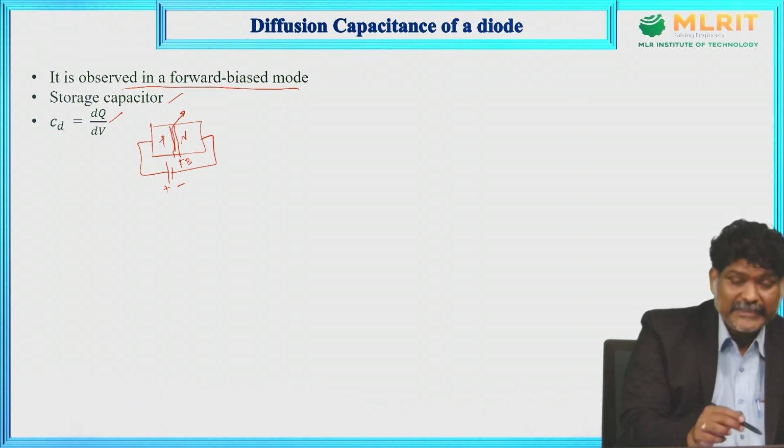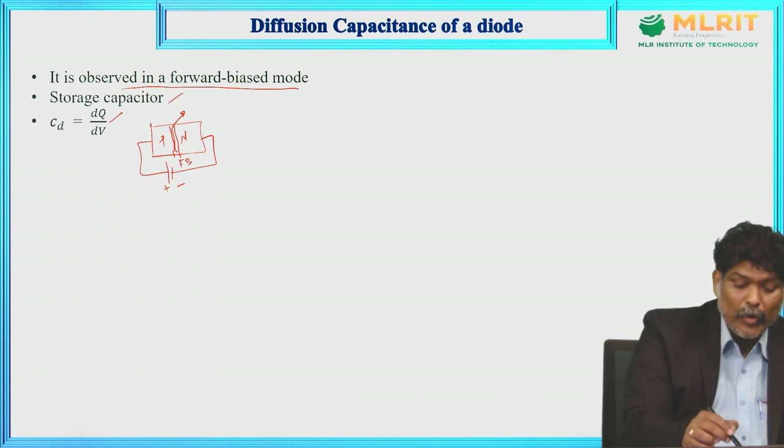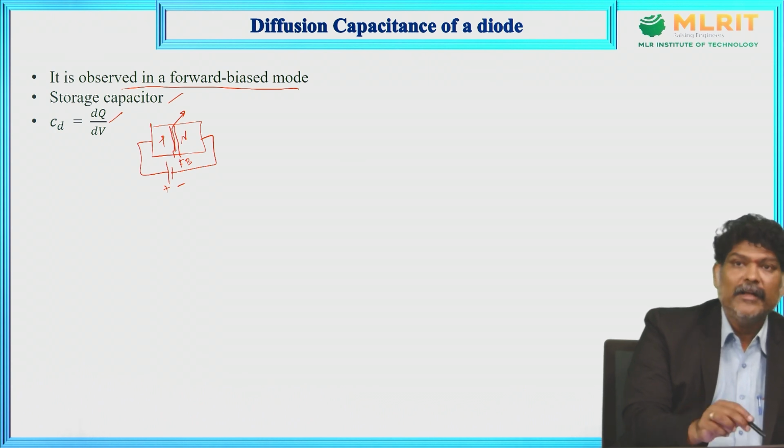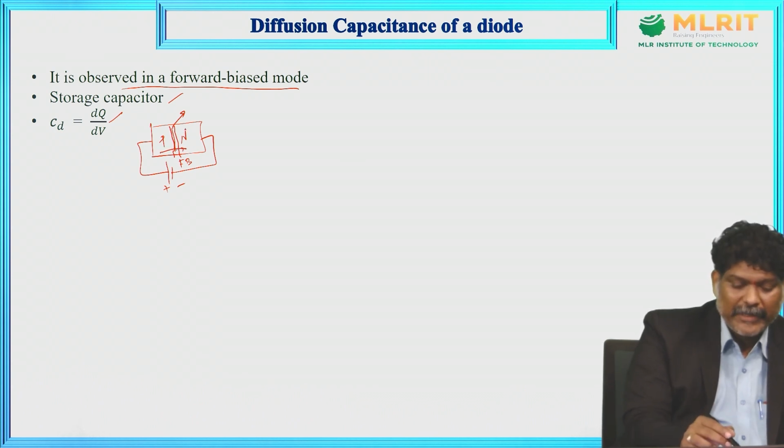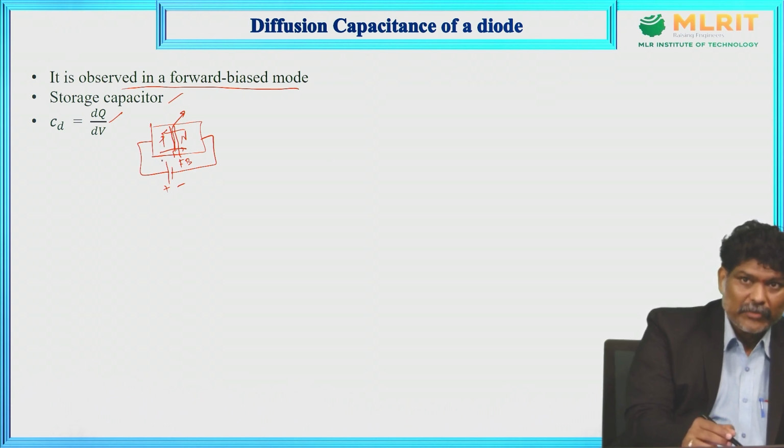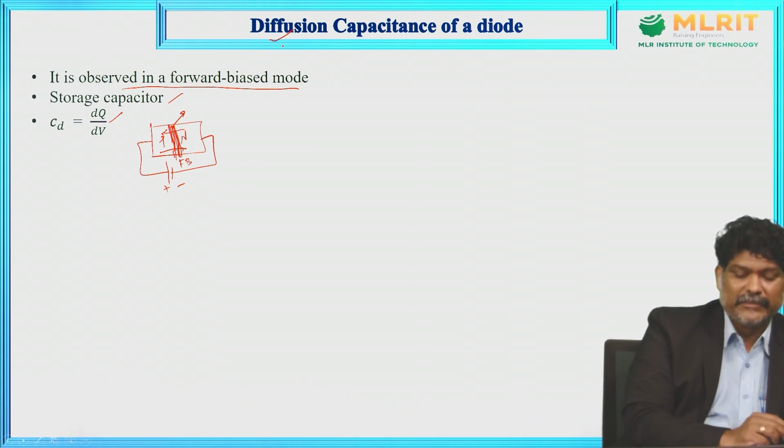The depletion width is decreasing, but the immobile ions will oppose the further flow of charge carriers from P to N side and N to P side. The minority charge carrier concentration also improves in this. There is a slight depletion width, and the charge carriers will diffuse from P to N side and N to P side. In such a case also there is a capacitance effect, that is called diffusion capacitance.